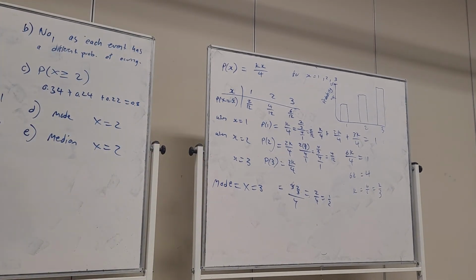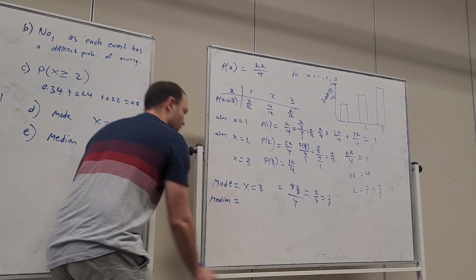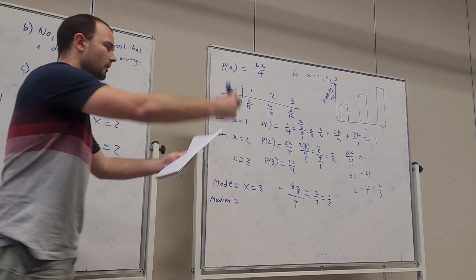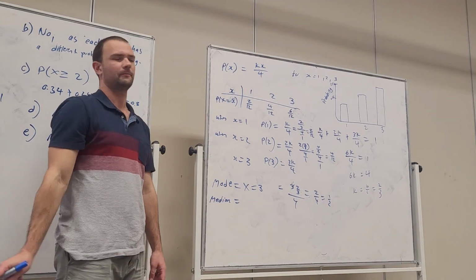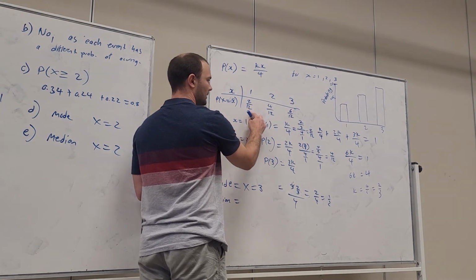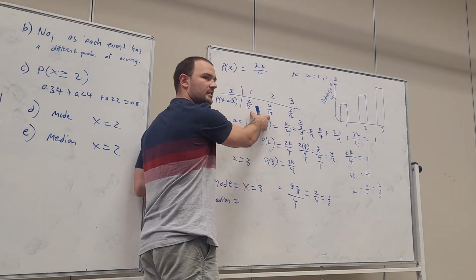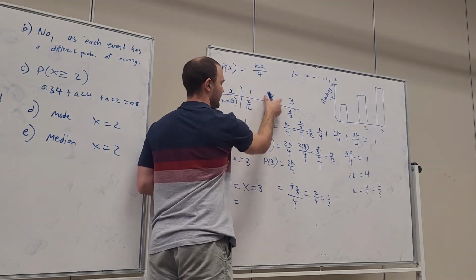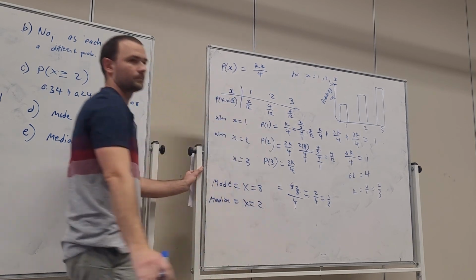The median, however, occurs when the cumulative probability, that means when we're adding it together in order, reaches or exceeds 0.5. So if we look here we're going to have 2 on 12 plus 4 on 12. That's going to give me 6 on 12, which is 0.5. So it reaches 0.5 during event 2. So the median is actually x equals 2.